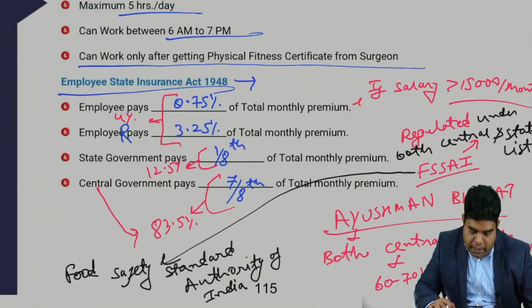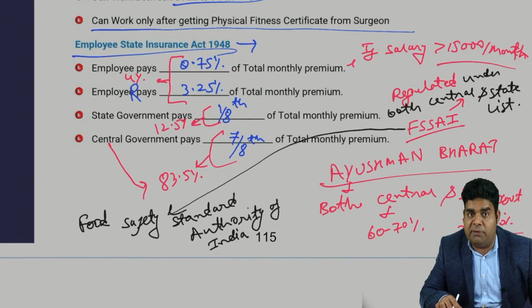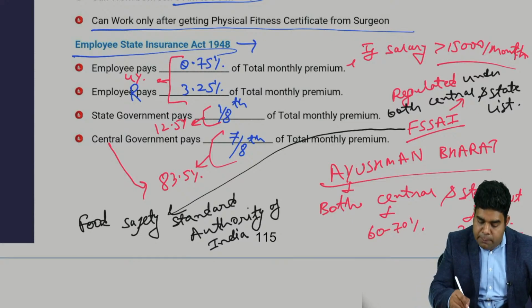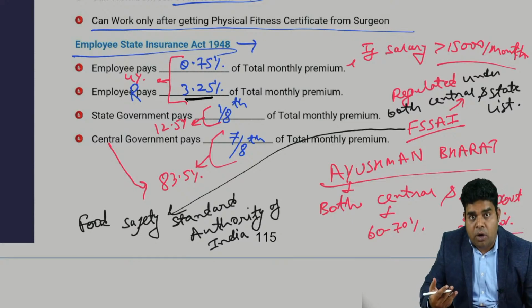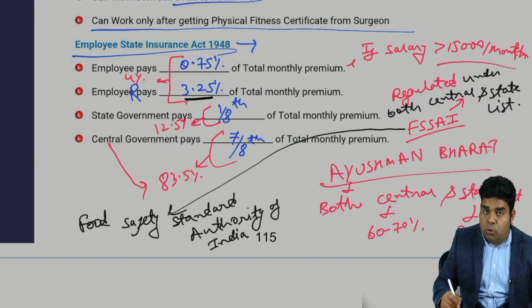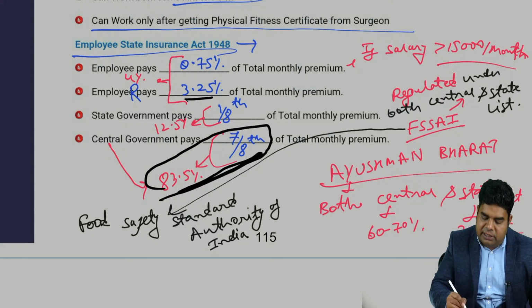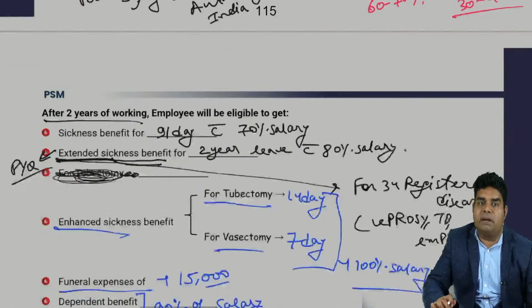You all know. Now, when it comes to ESI, 0.75% of total monthly premium of ESI comes from the workers. 3.25 comes from the employer. 1.8 from state government. 7.8 from central government. So, who is the main funder? Central government is the main funder. Central government gives around 83% of the fund. 7/8 comes from central government.